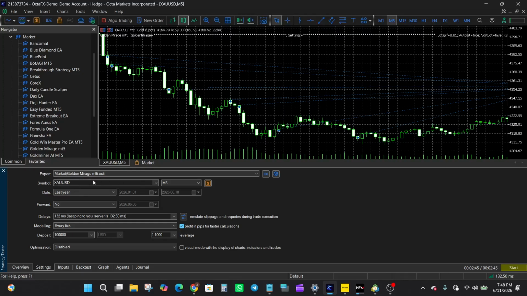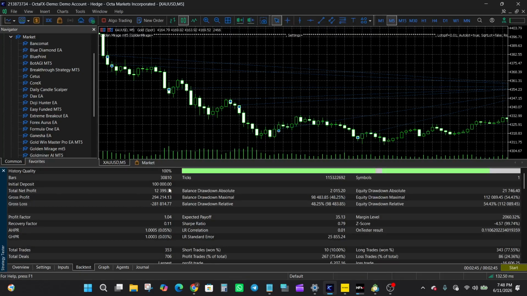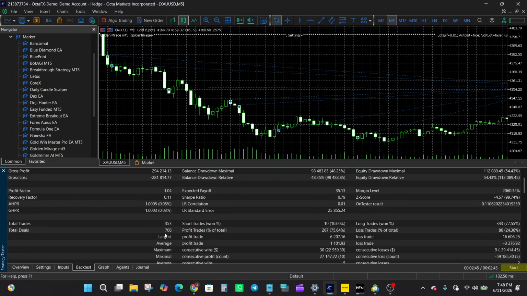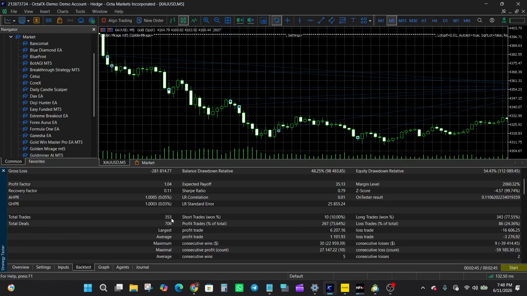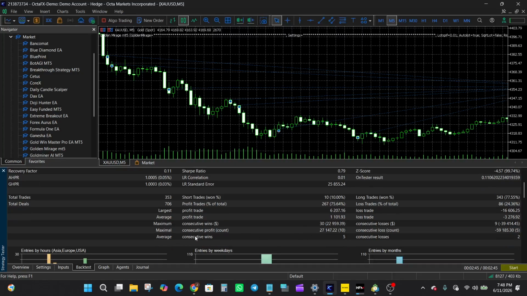So we are testing the Golden Mirage EA on XAUUSD M5 time frame as recommended from January 1st, 2026 till date. And we are using the every tick modeling. Looking at the results from an initial deposit of 100,000, we can see that the total net profit was 12,399.36. Total trades taken were 353, and 267 were profitable, giving us a 75.64% win rate.